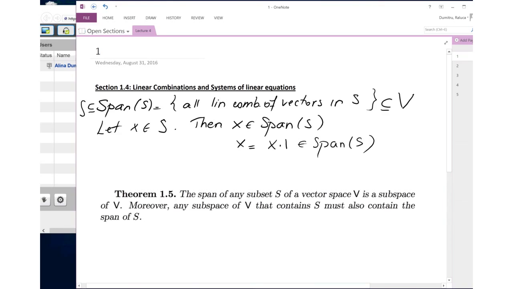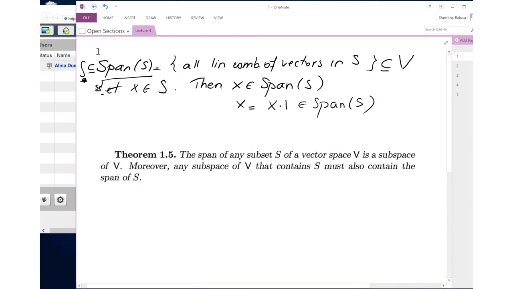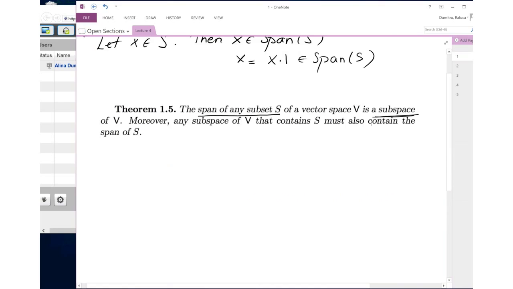All right, so S could be a finite set. However, its span becomes an infinite set in V. And we actually proved last time that the span of any subset S is a subspace of V. Okay. So one more part left to this proof, and that is the second one. Any subspace of V that contains S must also contain the span of S.